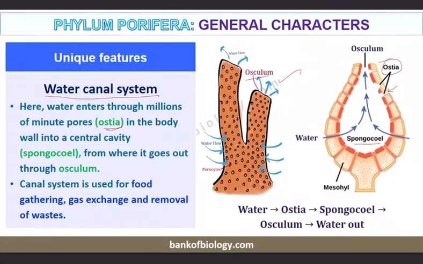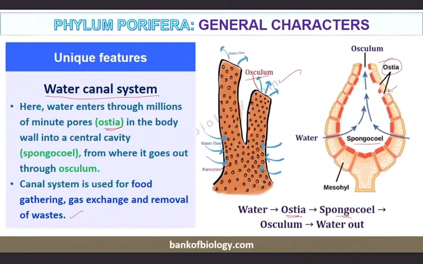And from there it goes out through the osculum. See, this is the osculum. Through this the water is going out. So entry is through ostia, enters into the inner space spongiocele and goes out through osculum. So this is the circulation.